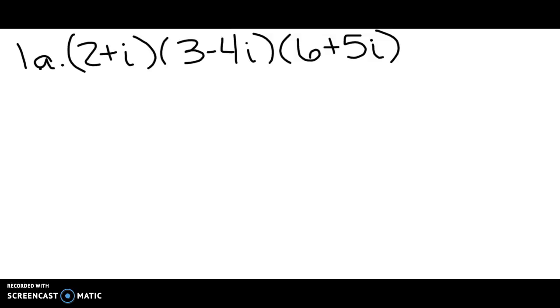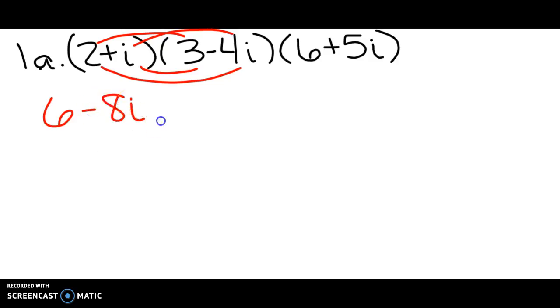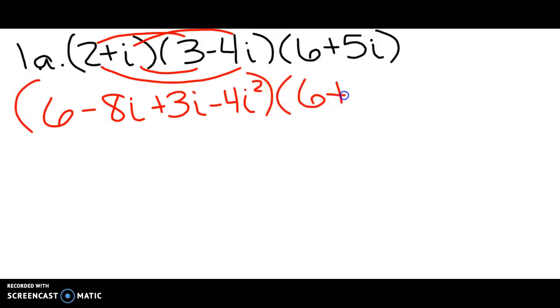So I am going to multiply these first two binomials together first. So 2 times 3, I get 6. 2 times negative 4i is negative 8i. I times 3 is 3i, and then I times negative 4i is negative 4i squared, which is going to change it to a positive 4. So if you simplify this first, you're going to have an easier time with the next step, okay?